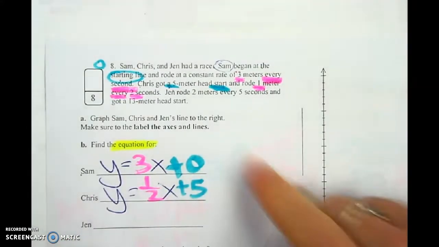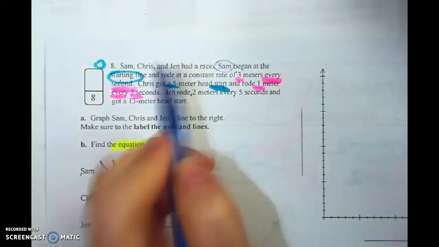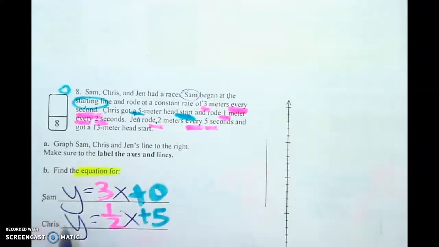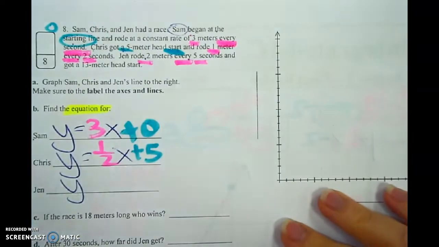Okay. Jen rode 2 every 5. So this is 2 every 5. So let me write that down. Let me lift this up. I'm sorry about that.